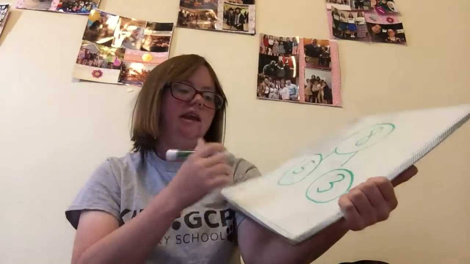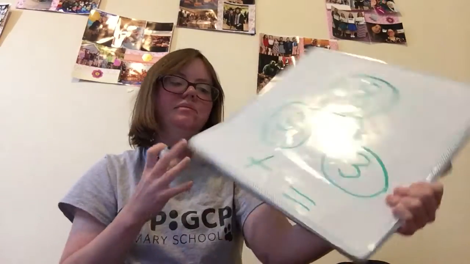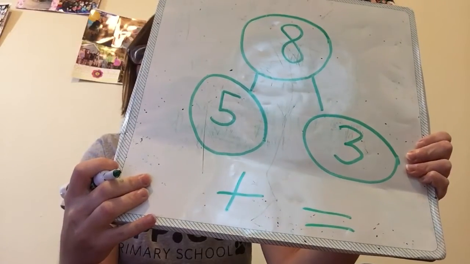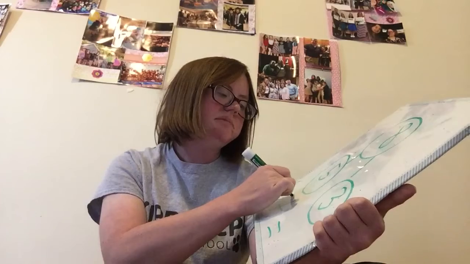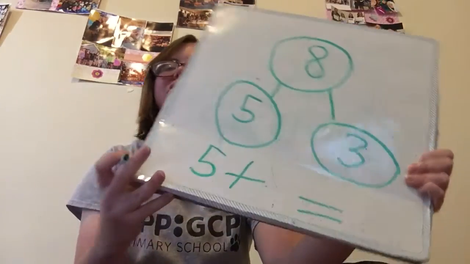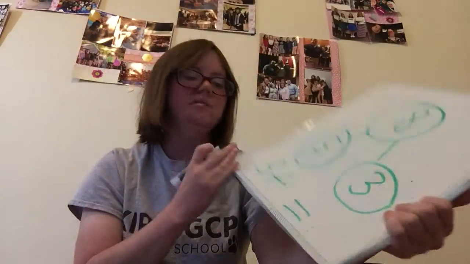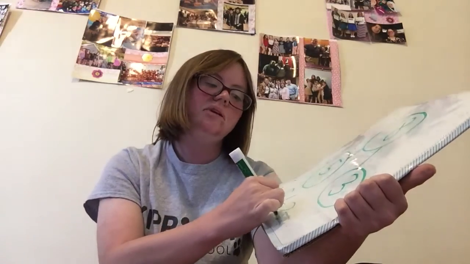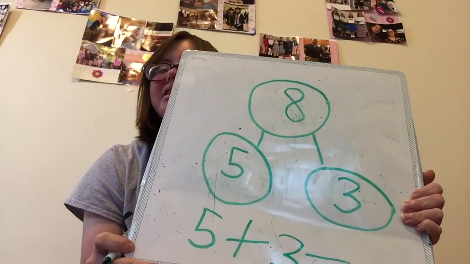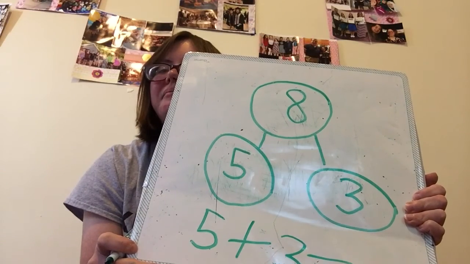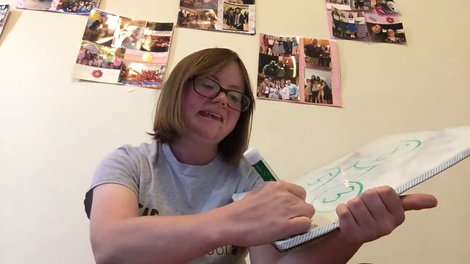So let's put in a plus sign and an equal sign. Where does the 5 go in our number sentence? That's right, the 5 could come first before the plus sign. Where does the 3 come in our number sentence? That's right, it comes after the plus sign because we're putting the numbers 5 and 3 together. And what does that make? That's right, 5 and 3 make 8.